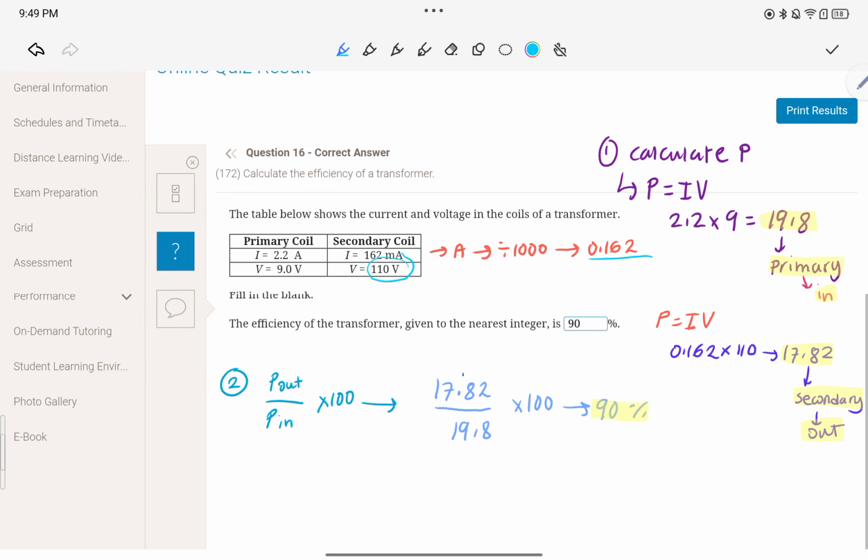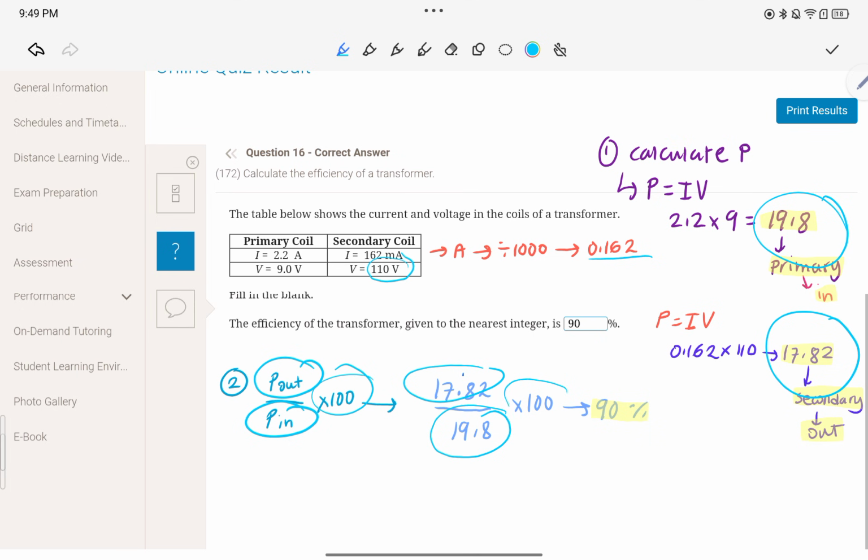P out over P in. P out is 17.82, P in is 19.8, and then you multiply it by 100 because we want efficiency in percentage. You will get 90%.